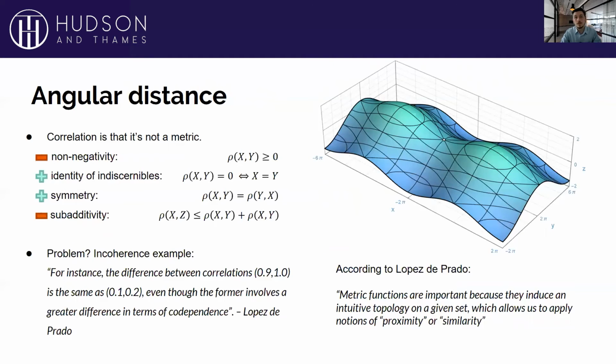Now let's move to the angular distance. First, I'm going to remind you of a definition of a metric that came from the field of topology. So a metric is a function on a set, and it has an interesting property that it induces an intuitive topology on a set. Why do we want this property? Well, this property is specifically interesting and is meaningful for clustering applications. Therefore, we can use the notions of proximity and similarity.